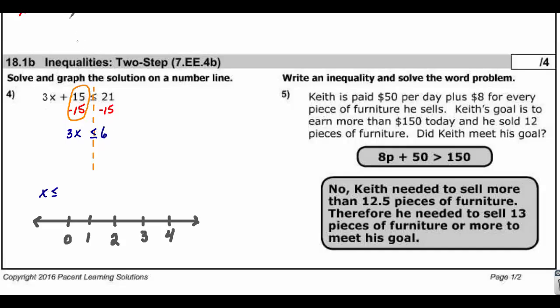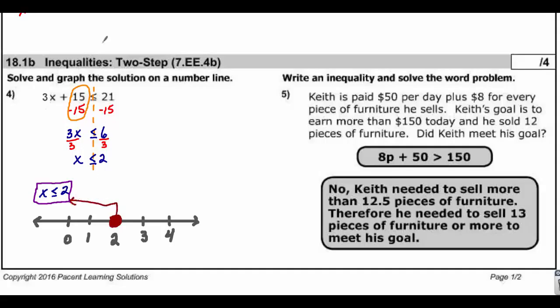Take away 15 is 6. Divide by 3. Divide by 3. And we get x less than or equal to 2. So less than or equal to 2. You had an answer box right about here. As far as graphing this, less than or equal to means we circle and fill it in, because 2 could be the answer.